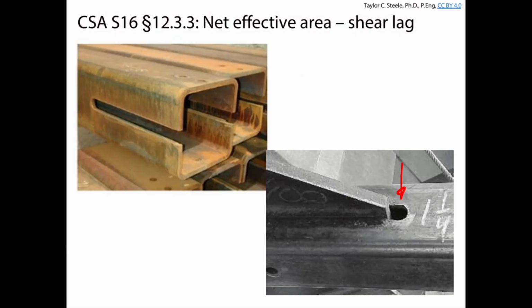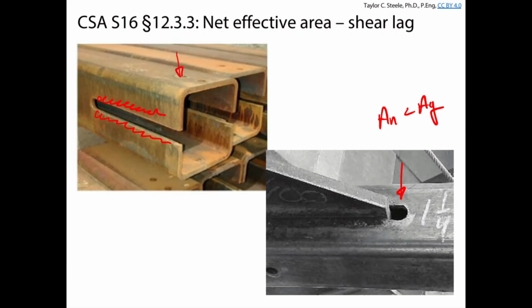Okay, so this is different from the sections we've talked about previously. We are going to have an AN term, which is less than AG, right? We're going to be removing some of the cross-section to make these slots. And then we're going to have to deal with the shear lag effects because we're really only welding the walls where the gusset plates are, and we're not directly connecting the other side walls.